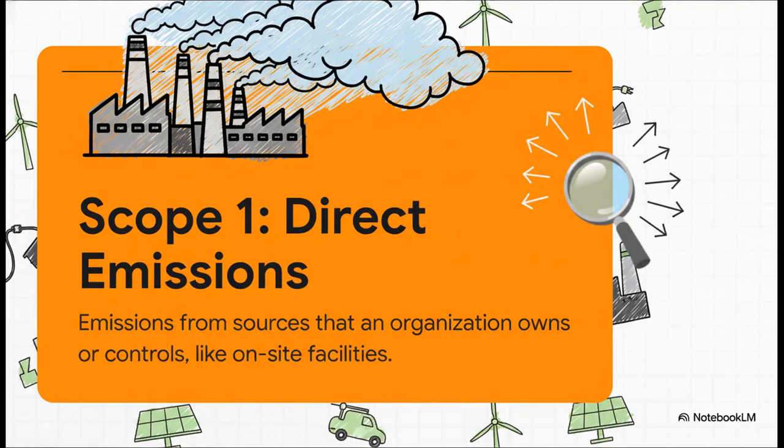So getting a bit more precise, these are emissions coming from sources that the company literally owns or has direct control over. You know, it's the natural gas burning in their own boilers and furnaces, the gasoline in their fleet of company-owned trucks. It's the emissions coming right out of their own smokestacks, both literally and figuratively.